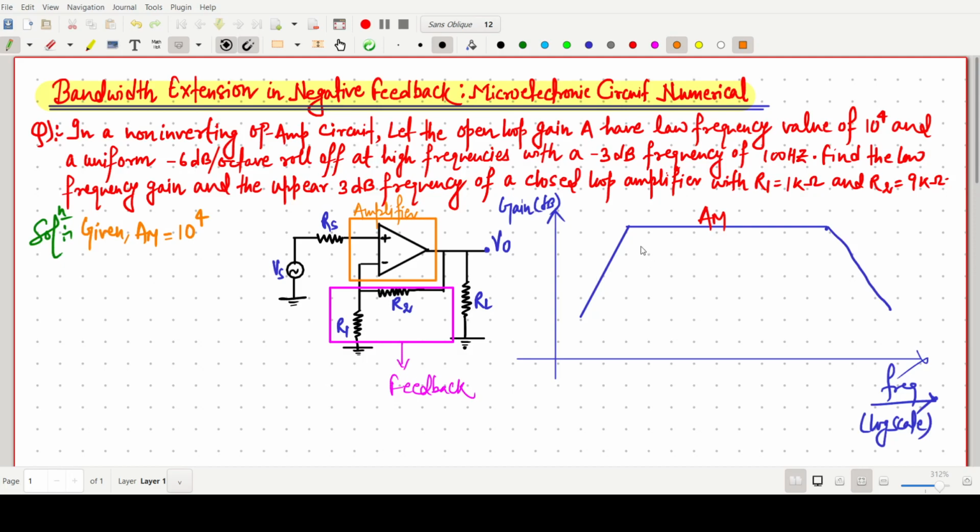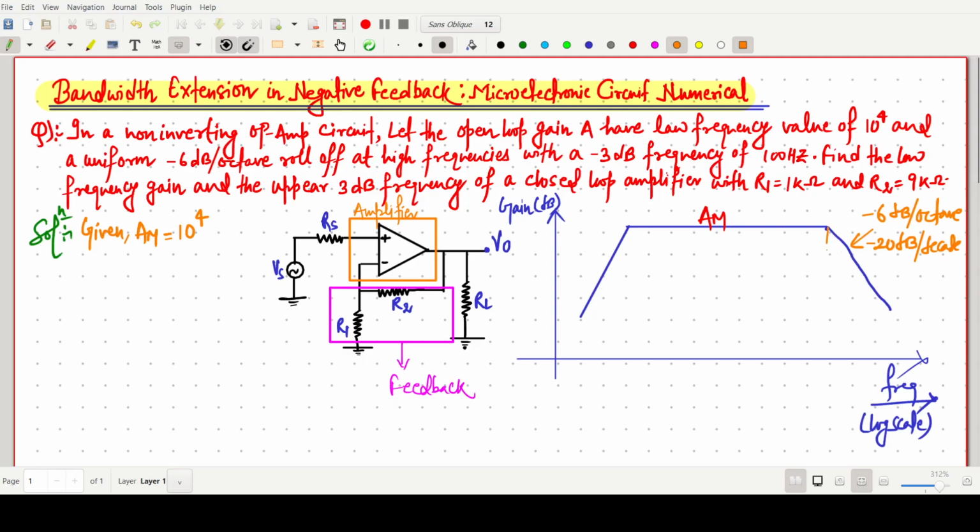For more detail I will give you the theory behind this bandwidth extension which I have already made. I will put that theory link in your description box so you can follow that theory. It is also easy, so you can check it out from our description box. So Am is 10 to the power 4, which is already given, and a uniform minus 6 dB per octave, or better, also we can write minus 20 dB per decade. A first order slope is given.